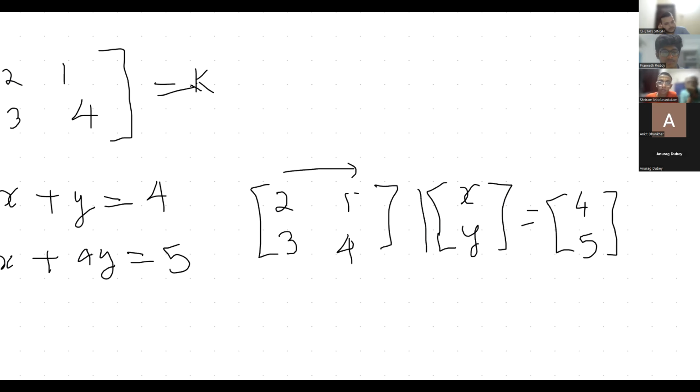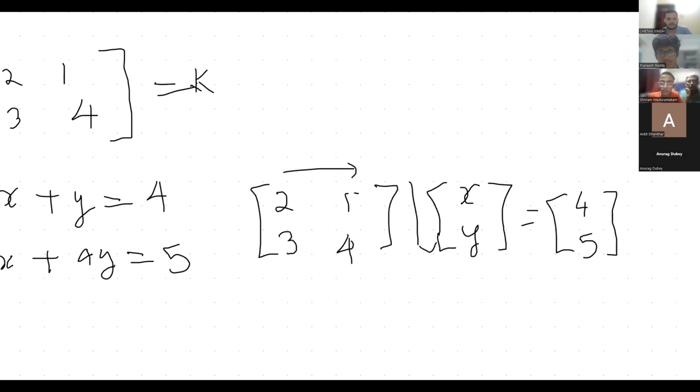Yeah, correct. So now we have a matrix 2 comma 1 and 3 comma 4. We are multiplying it with some variables. Those variables are my input. The column vector represents a vector itself. So suppose I give it an input of 2 comma 1.